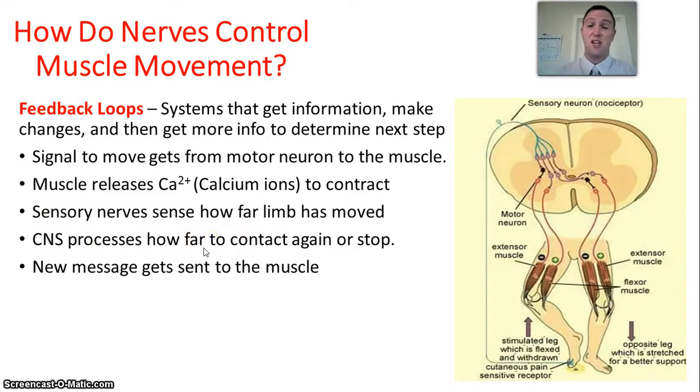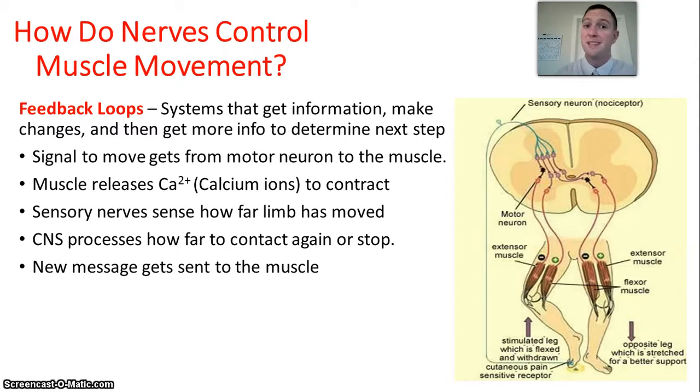And that says, should I contract again? Should I contract further? Should I stop contracting? What should I do? The central nervous system is the one that makes the decisions, and then it sends a new message back to the muscle. How quick is this? I can send over 200 messages back and forth from my pinky toe to my brain in 1 second. That's how fast we're talking.